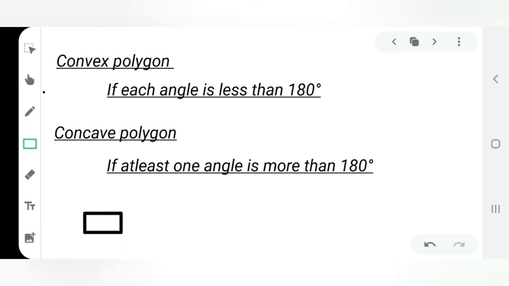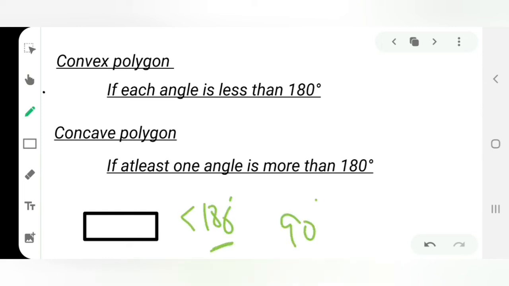Convex. See, it is a square or rectangle. We can see in a rectangle, each angle is less than 180 degree, as each angle is 90 degree. So it is an example of a convex polygon. But in a concave polygon, if at least one angle is more than 180 degree, then it will not be a convex, it will be a concave. Means if one angle is 190 degree, then it will be a concave polygon.